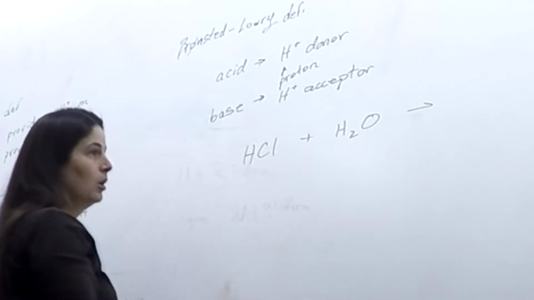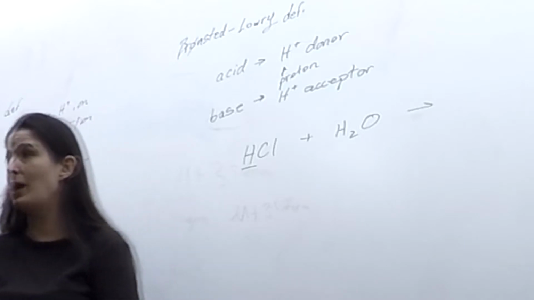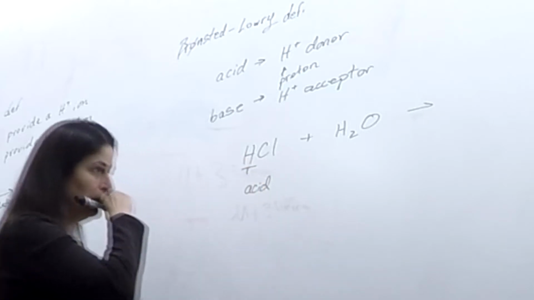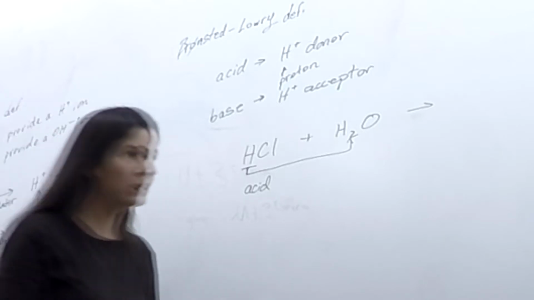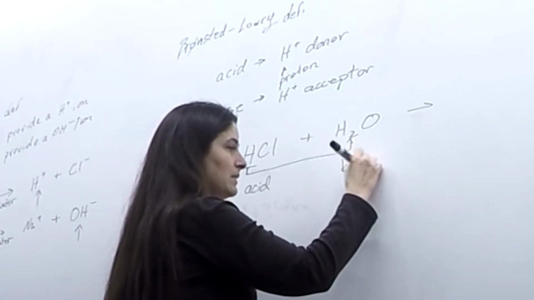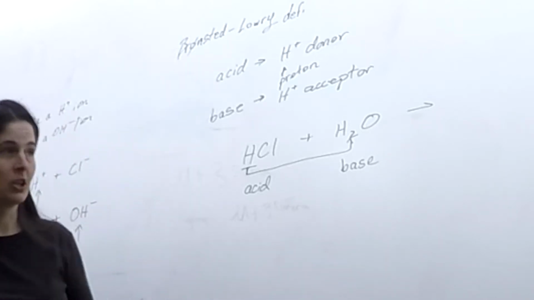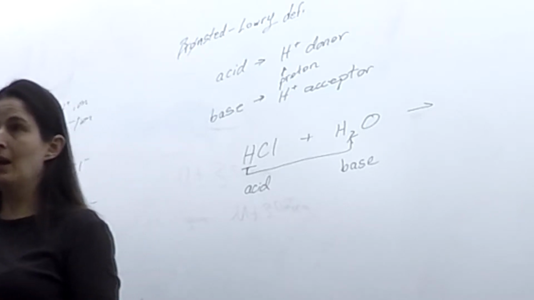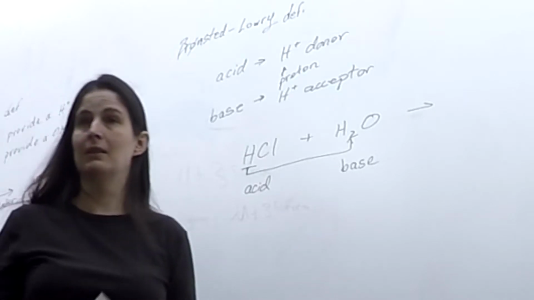Okay, so this one is an acid. It has a hydrogen to donate. So by Bronsted-Lowry definition of this reaction, the hydrogen from the HCl is going to be donated to the water. The water will accept that proton, which means that in this specific reaction, water is acting as a base by the Bronsted-Lowry definition. So water can be an acid or a base or act like one, depending on if it is with a stronger acid or a stronger base, right?